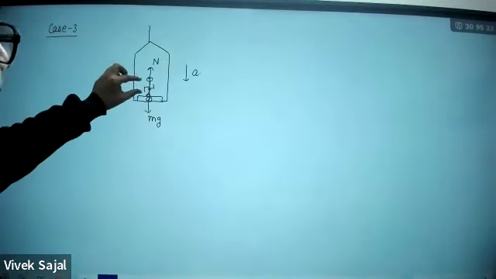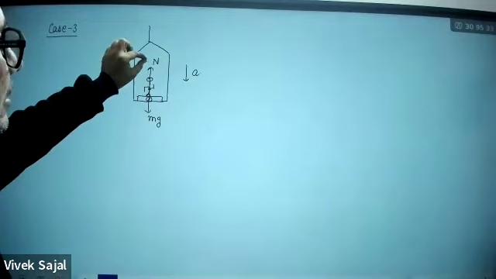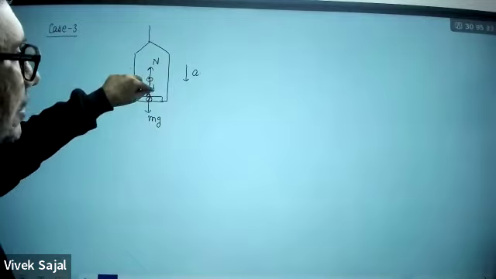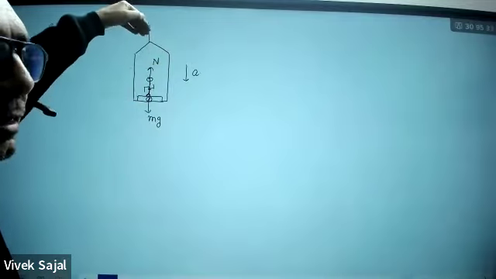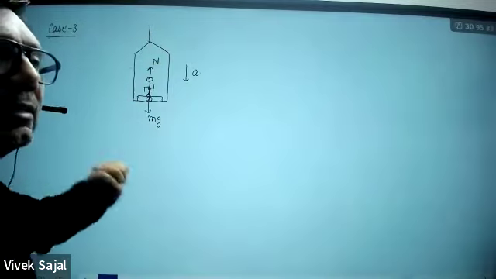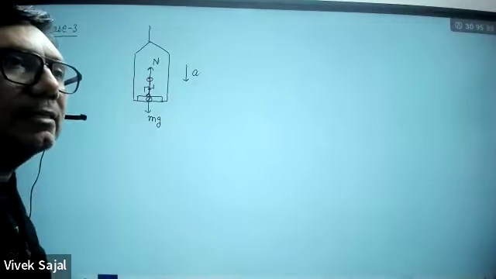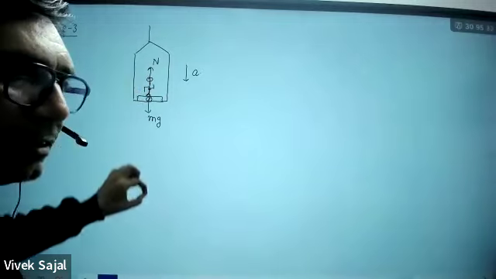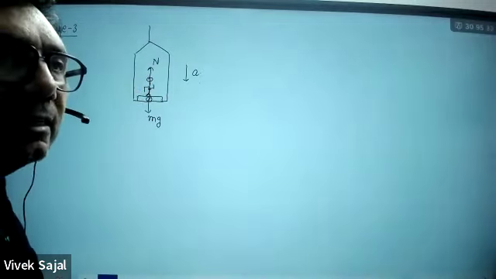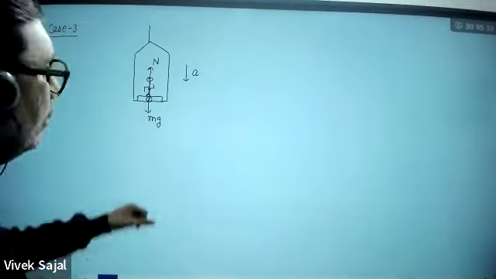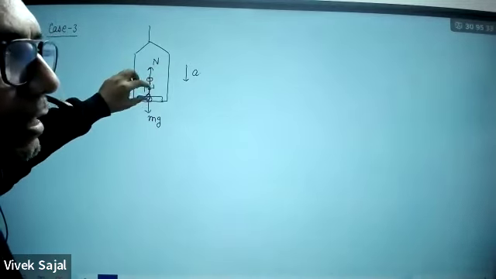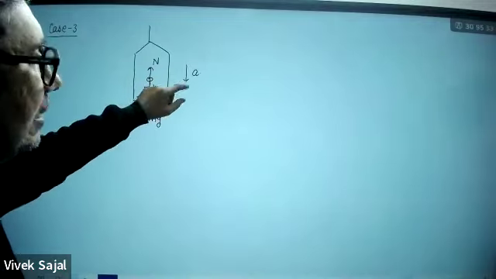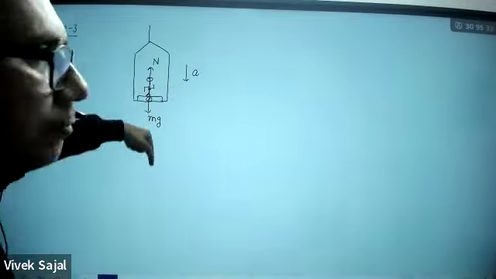Now, on this person, two forces are acting. One is upward, another is downward. And in which direction is this person moving? It is moving with the lift. It is moving in the downward direction with an acceleration A. When the lift has acceleration in the downward direction, automatically this person also has acceleration in the downward direction. What is the acceleration? That is A. So, which forces are responsible for taking this person in the downward direction with an acceleration A, that is the downward force.